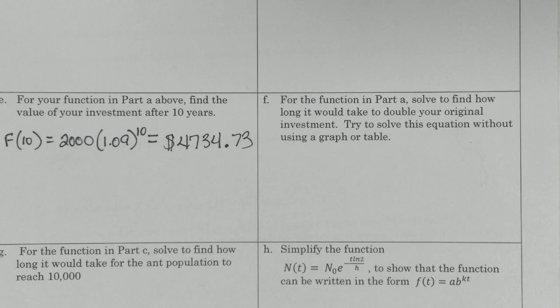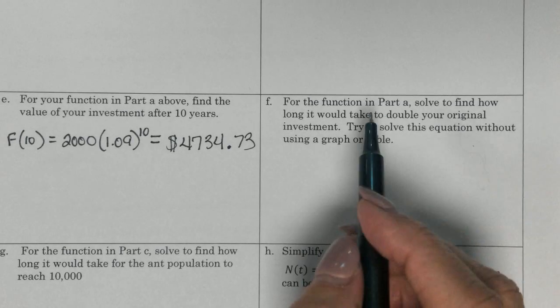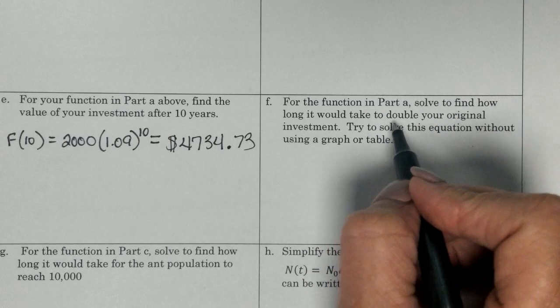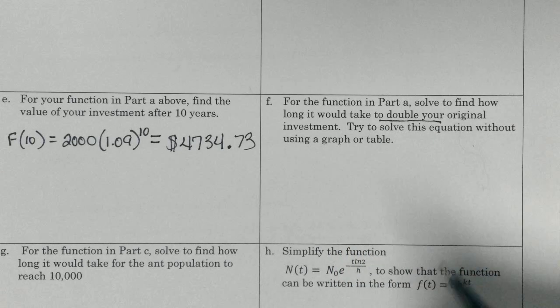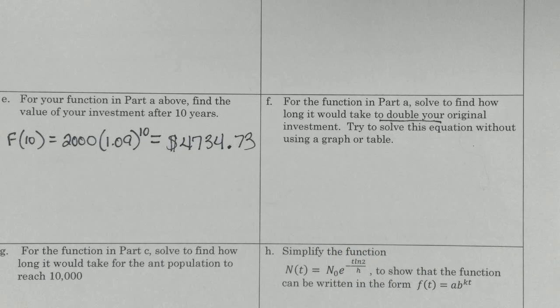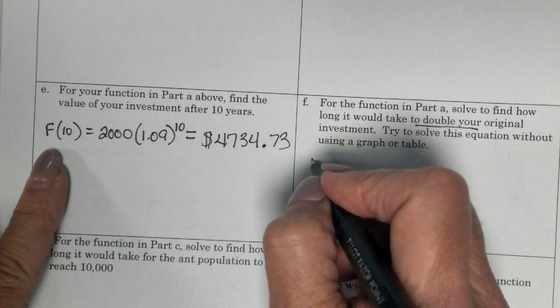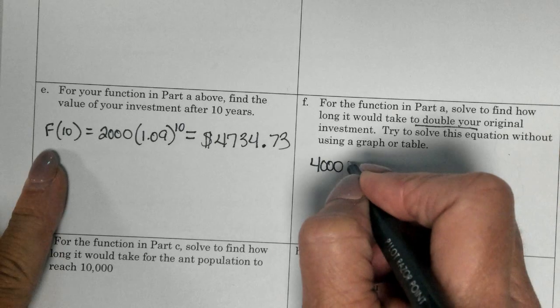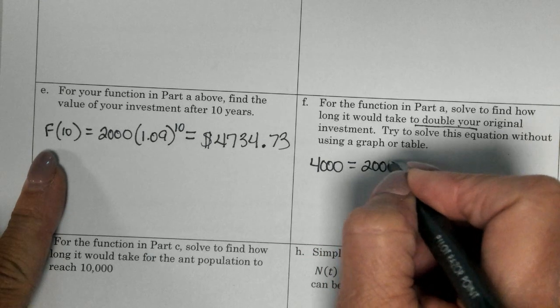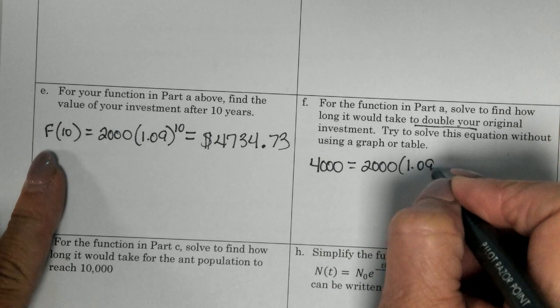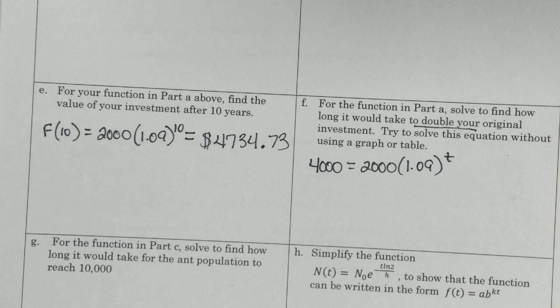So here's what I'm contemplating. If we want our investment to double, how much did we invest? 2,000. What's double that? 4,000. So that would be our output, our f of t would be 4,000, right? So 4,000 is what we want to end up with. We started with 2,000. We are solving for time.